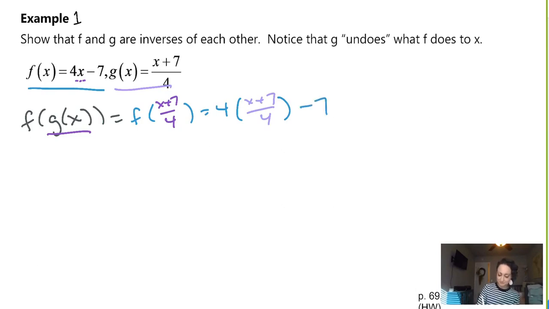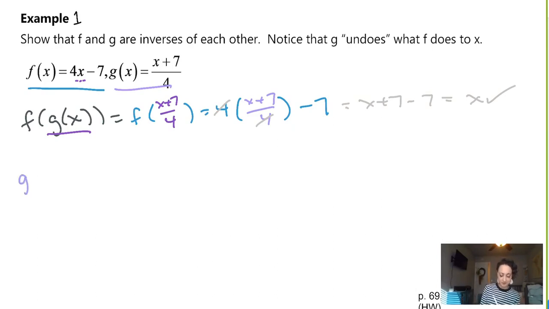All right, so notice here that the 4's are going to cancel, right? And then I've got x plus 7 minus 7, which is indeed x, which is great because that is what we're trying to show, that these functions undo each other. But we do have to show it the other way around as well.